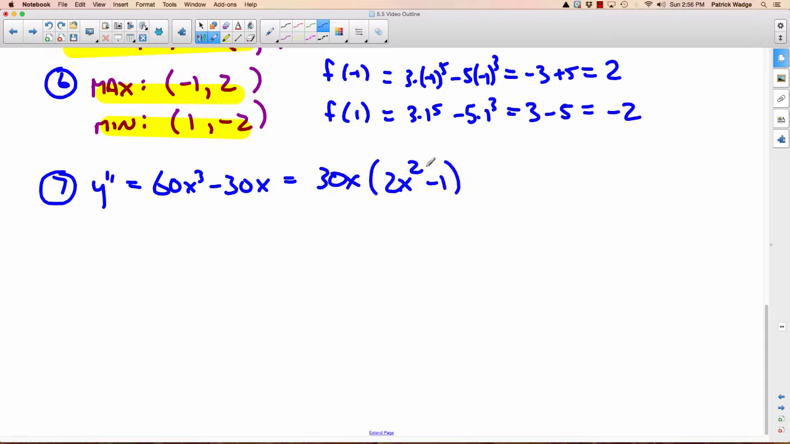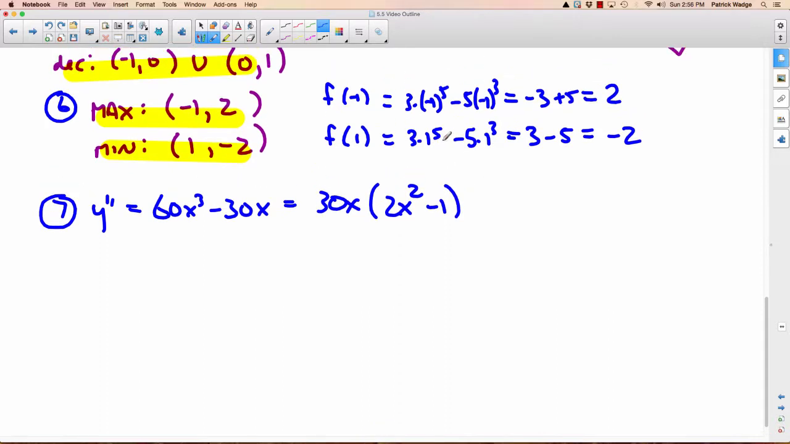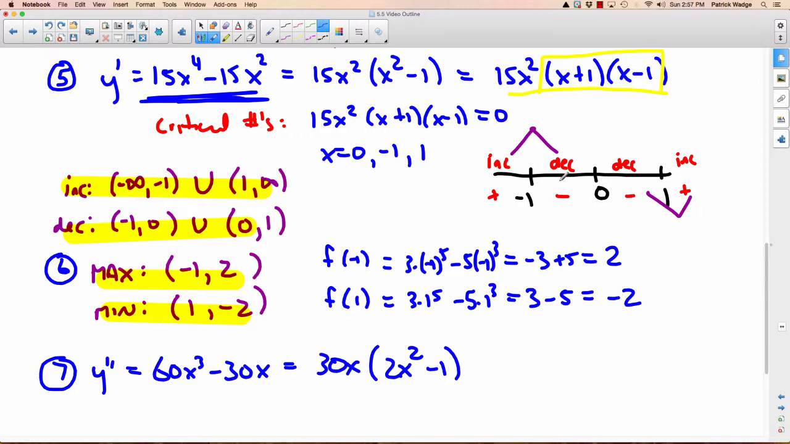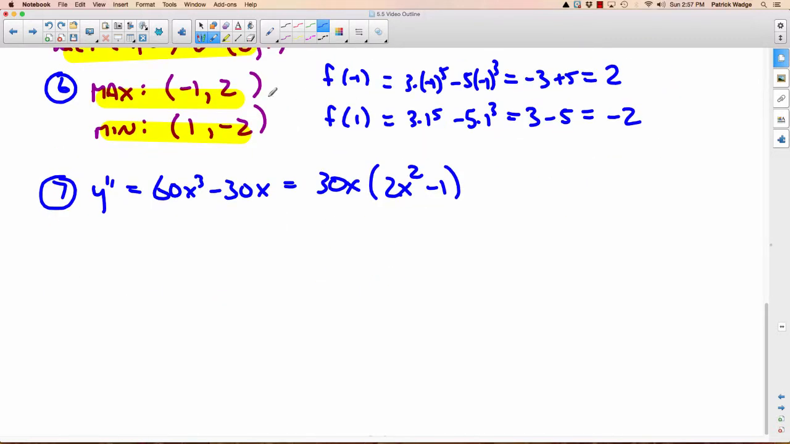Now, if you wanted to, you could use the second derivative test, right? And you could plug negative 1 and 1 into both of these x's and see whether you get positive or negative amounts. If you get a positive amount, that means you have a minimum, and if you get a negative amount, it means you have a maximum. But we already did that. We got that information when we did this right here. So up to you, but you could have waited till now to get the maximum and minimum if you wanted to.